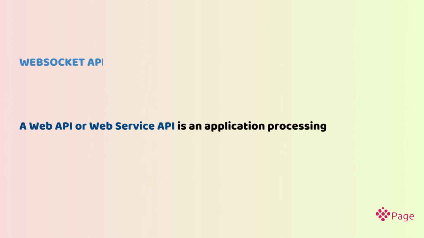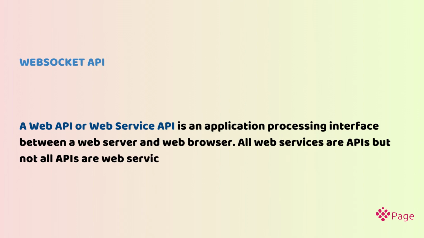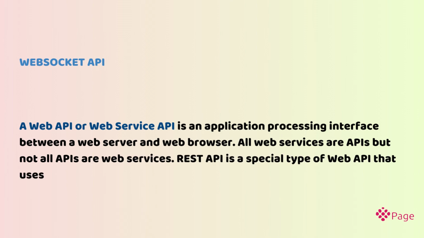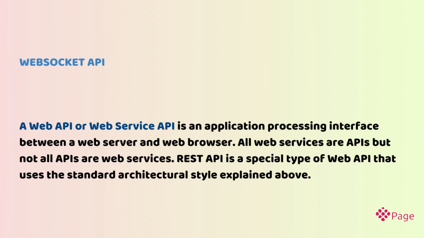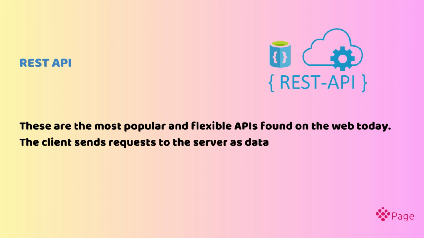A Web API or Web Service API is an application processing interface between a web server and web browser. All web services are APIs, but not all APIs are web services. REST API is a special type of web API that uses the standard architectural style explained above. REST APIs are the most popular and flexible APIs found on the web today.